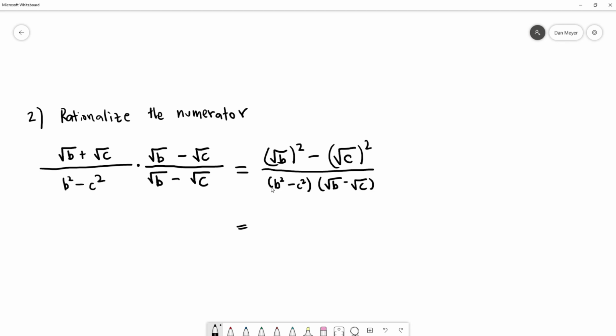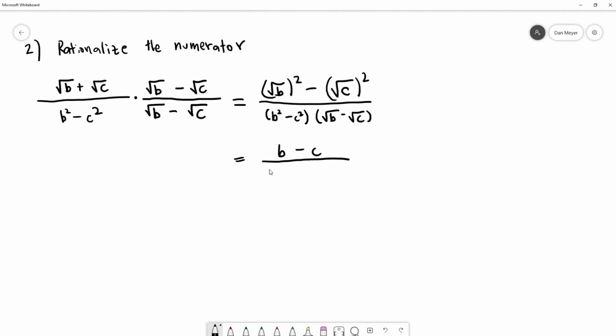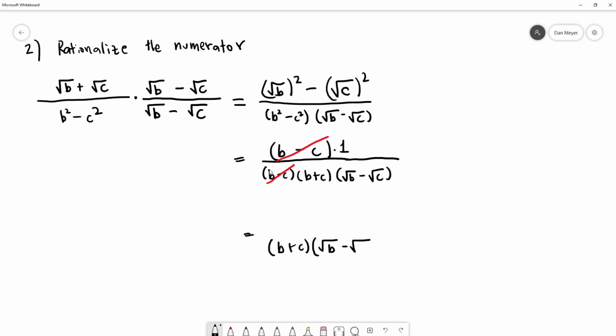So the numerator just becomes b minus c. This b squared minus c squared in the denominator, I can factor as a difference of squares into b minus c times b plus c. And then we also have this root b minus root c in the denominator as well. Now I can write my numerator as a product of b minus c and 1, and I have a common factor on top and bottom that I can cancel. So our final answer is, in the denominator, b plus c times root b minus root c, and in the numerator, we just have 1.